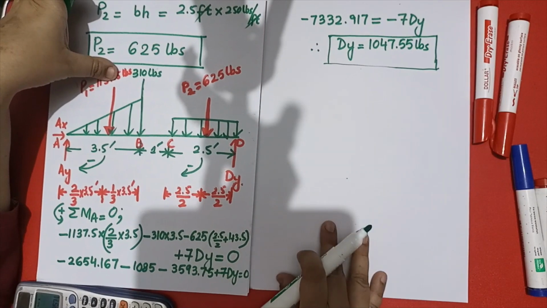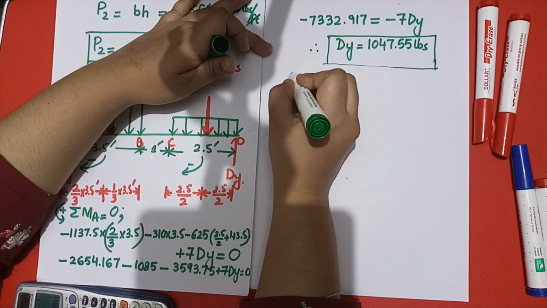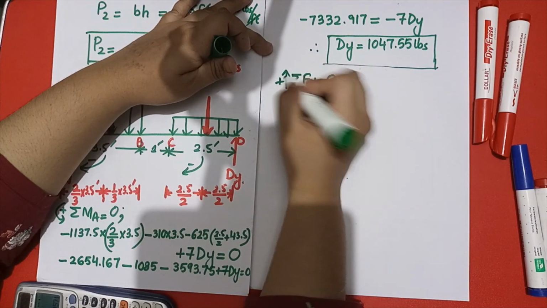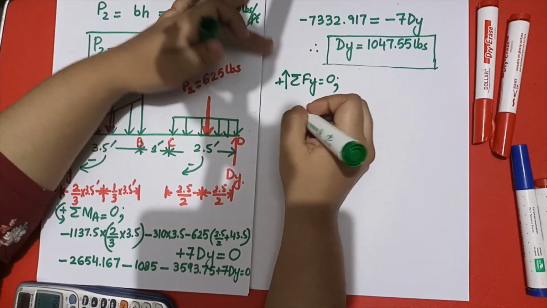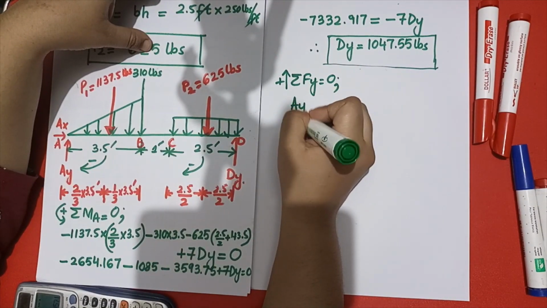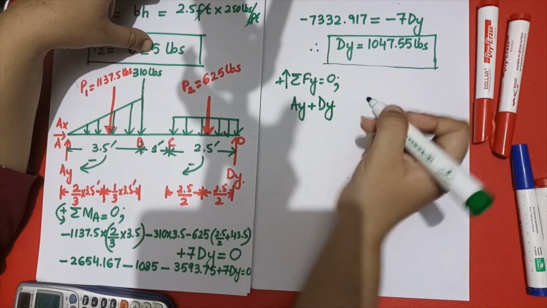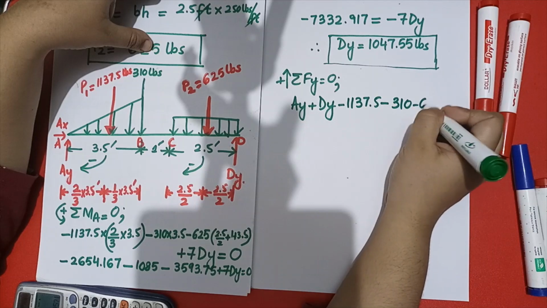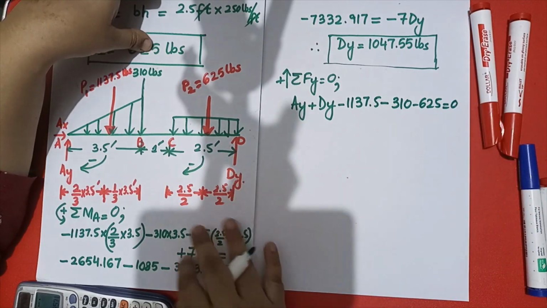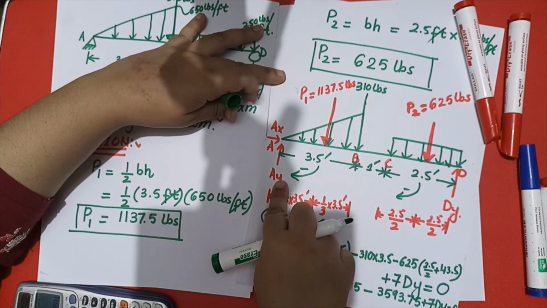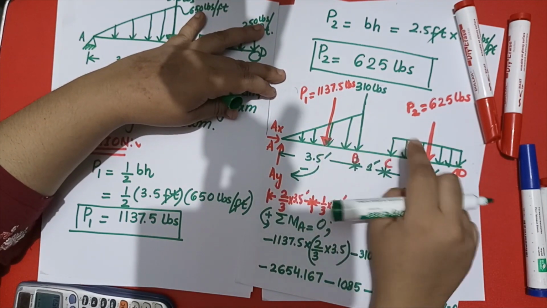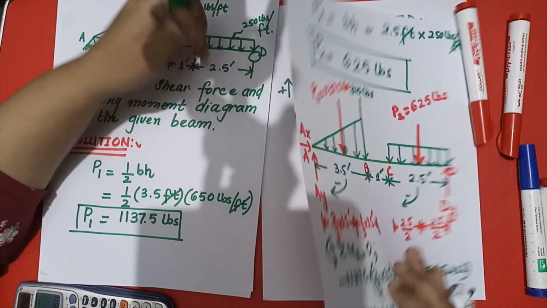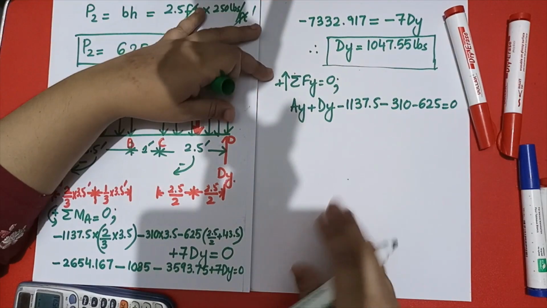Now we have to sum up the vertical forces to find Ay. So summation of Fy equals: Ay plus Dy minus 1137.5 minus 310 minus 625 equals 0. You can see over here, Ay is positive, minus 1137.5 minus 310 minus 625, and Dy is positive. So we will put the value of Dy here.